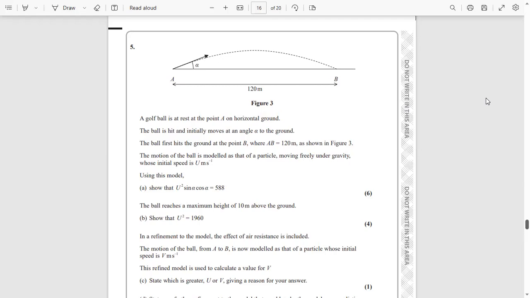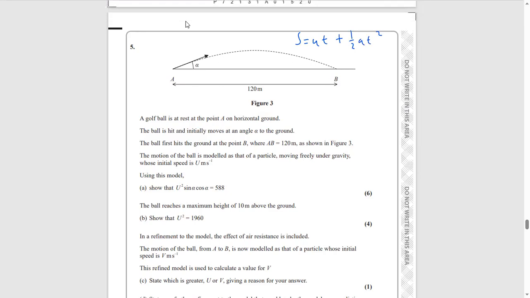by using the Suvat equation, S equals UT plus half AT squared. So generally, the equation we always use to start off with is this Suvat equation here. And that's because in questions like these, especially part A of a projectiles question, we're not really worried about the final speed, the V in the Suvat letters.